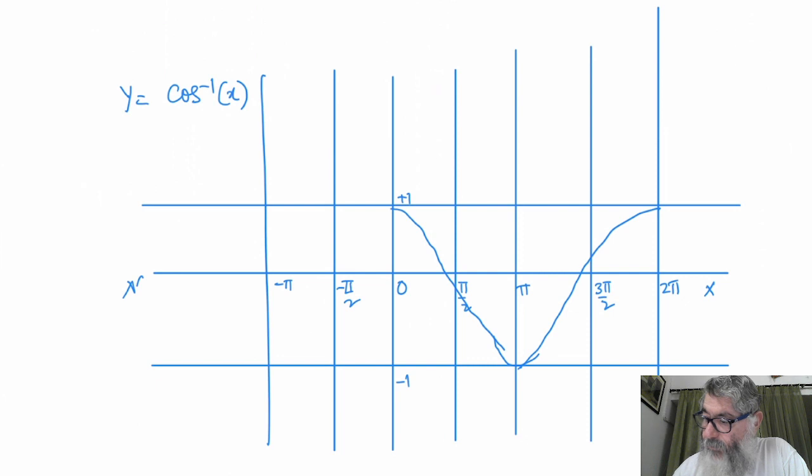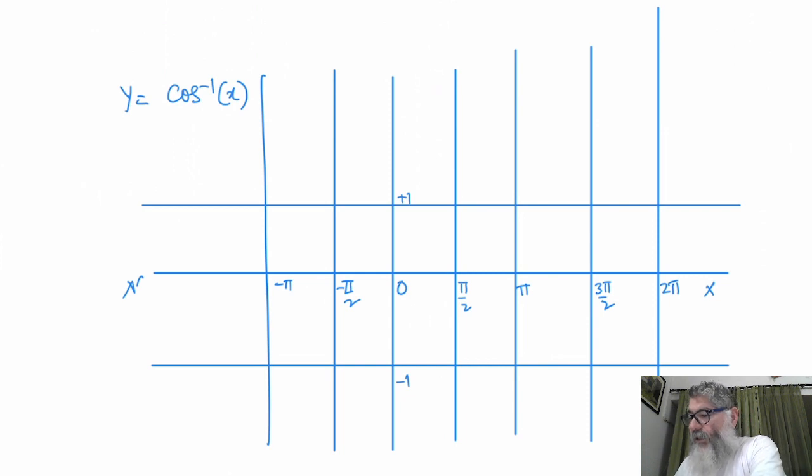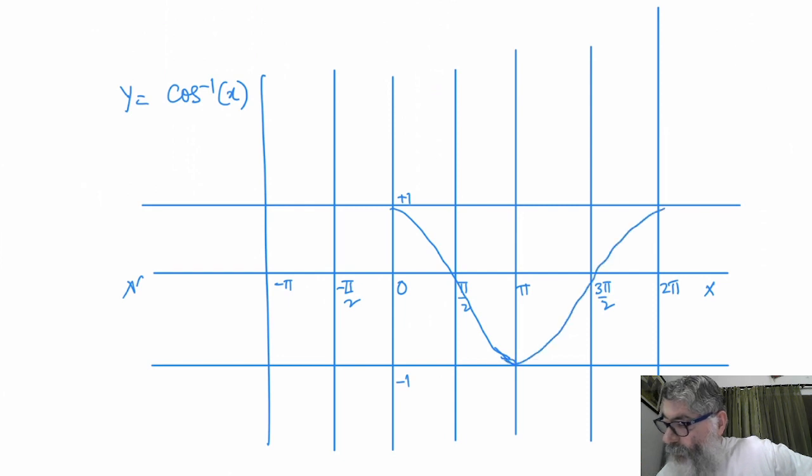Oh, sorry. I'll just draw a little neater curve. Like it is going from here. Then it is going from here to here. And it is going from here to here. Okay.